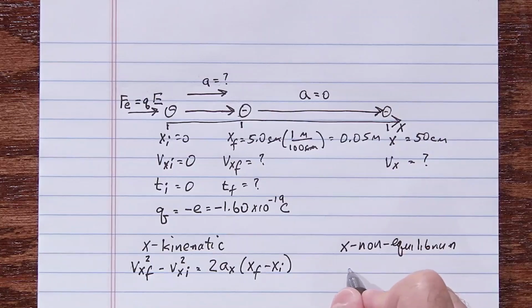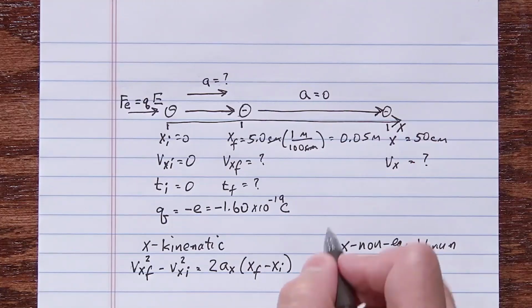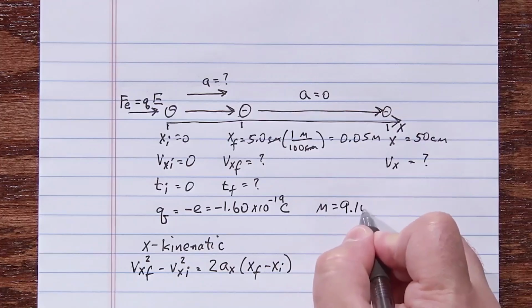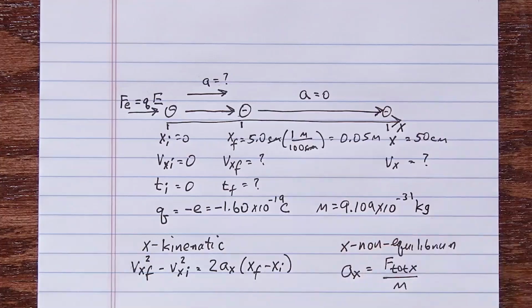X non-equilibrium, and that tells us that the acceleration in the x direction is equal to the total force on the electron in the x direction divided by the electron's mass. So we do need the mass of the electron as well. Let me get that. The mass of the electron is 9.109 times 10 to the minus 31 kilograms. That's why I gave this information to you earlier, because we will need this.